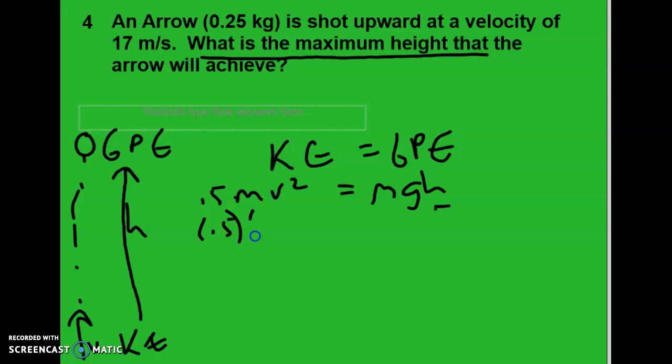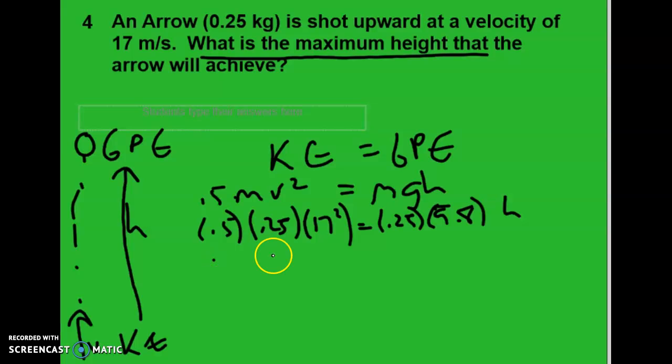Let me plug in everything that I do know. 0.5 times the mass, which is 0.25, times the speed squared, 17 squared, will be equal to the mass, which is 0.25, times g, which is 9.8, times h. So now I'm going to have to solve it for h. I need to do this times this times this equals this times h.